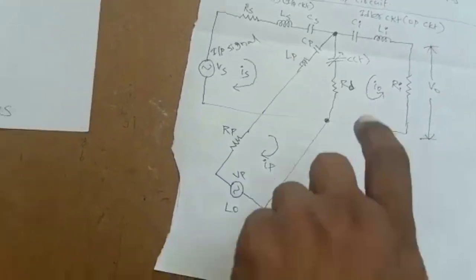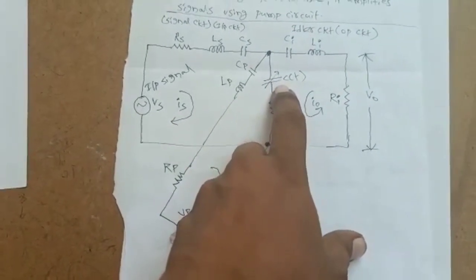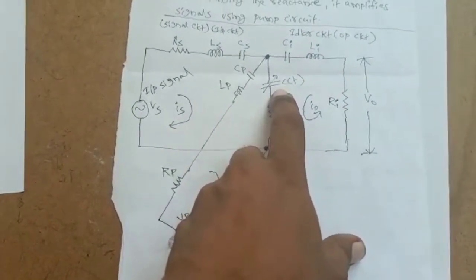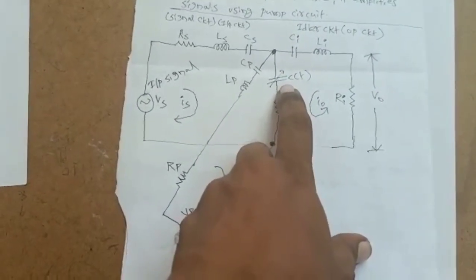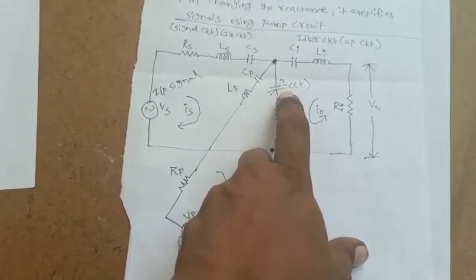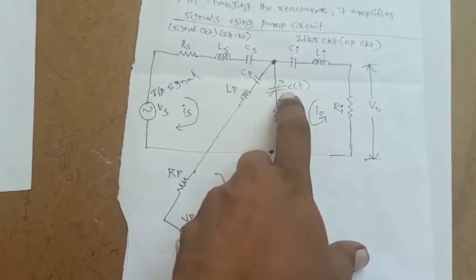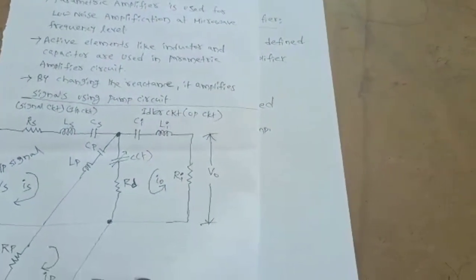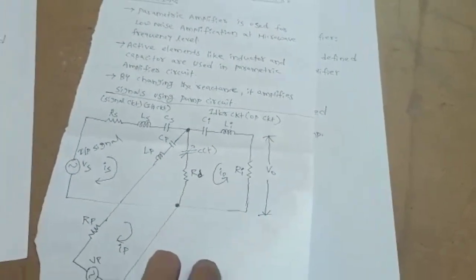I already told you, here C of t is nothing but the varactor diode. In the varactor diode, these two signals are going to combine or subtract. That addition or subtraction depends on the variation of the capacitance of the varactor diode. Generally, this varactor diode is a non-linear device. So this is the working principle of a parametric amplifier. Now we will see the advantages, disadvantages, and some applications of the parametric amplifier.